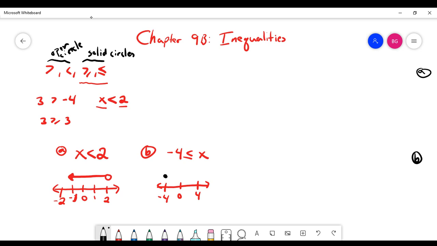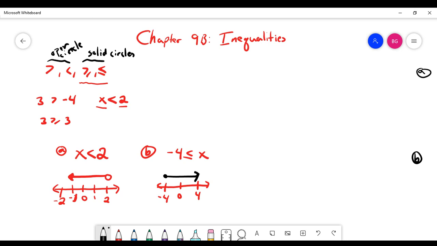Now, the tricky part is this is written backwards, which is fine. You just still need to think about the smaller number is eating the bigger number. So it says negative 4 is less than or equal to x. So that means negative 4 is eating the x. So that means our numbers have to be bigger than negative 4 or equal to. Since they have to be bigger than, it is going to be to the right on the number line. So I'm going to go ahead and draw my number line. I'm going to draw my arrow to the right.